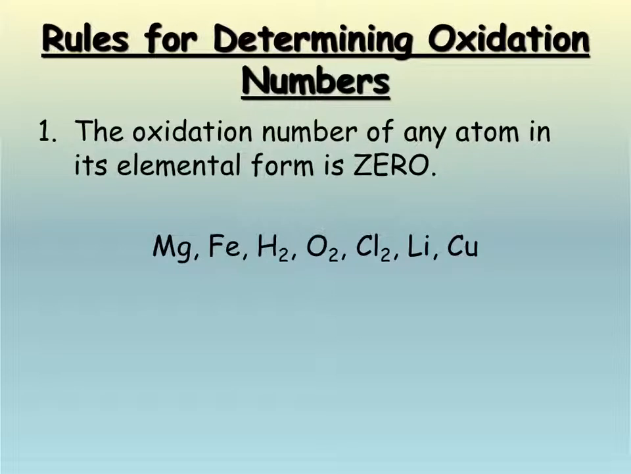All right, so there are several rules for determining oxidation numbers. The first one is that the oxidation number of any atom in its elemental form is 0. So like magnesium, iron, H2, O2, Cl2, these are all diatomic elements, so that is how they naturally occur. Li, Cu. Okay, so any of these, their oxidation number is 0.